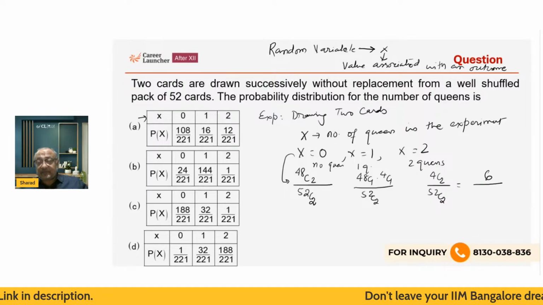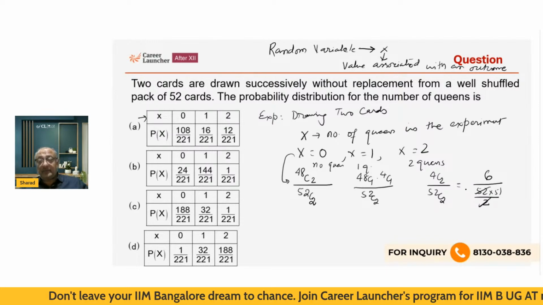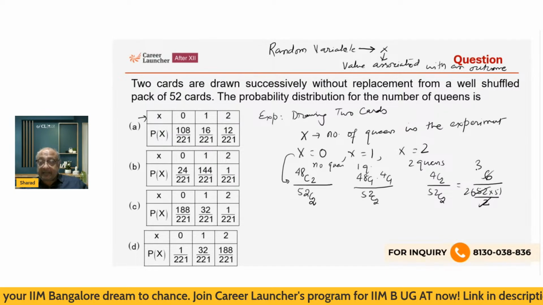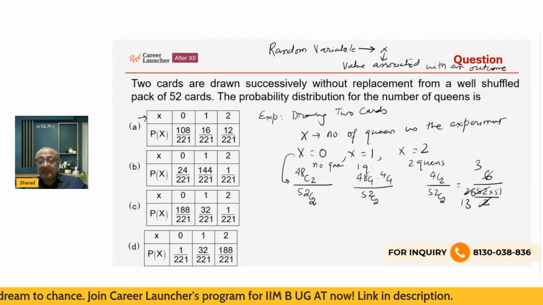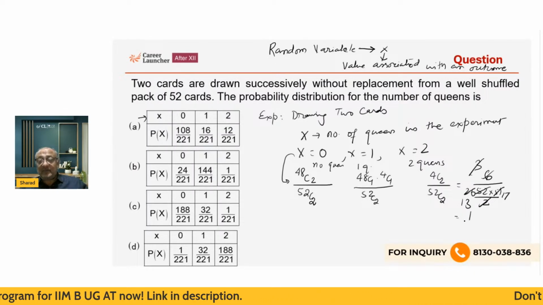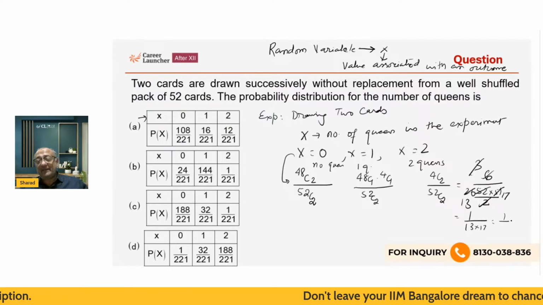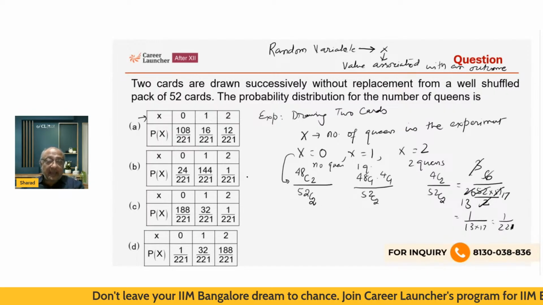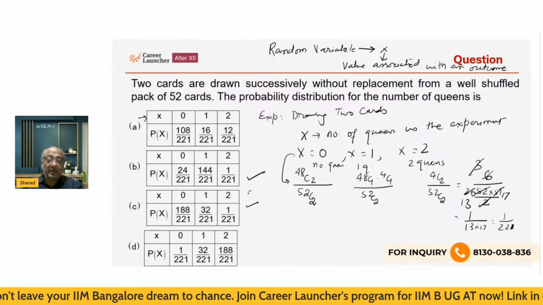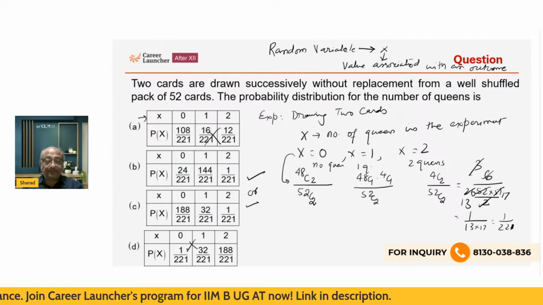This will be 6, which I know by memory. This will be 52 into 51 by 2 factorial, which is 2. This will be 26. This will again get cut. This will be 13. This will again get cut. This will be 17. So I have this factor surely, which is 13 into 17, which I will not compute because everywhere it is written in denominator 221. So I have this option or this option. Which one is correct? These two are 100% wrong.